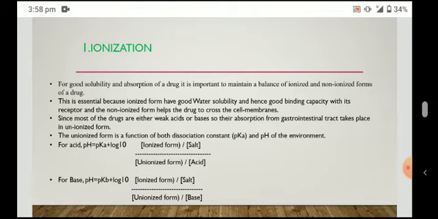Since most drugs are either weak acids or bases, their absorption from the gastrointestinal tract takes place in unionized form. The unionized form is a function of both the dissociation constant and the pH of the environment. For the acid, the value of the pH is shown in this equation, and for the base, the equation of the pH with the dissociation constant of the base is given.